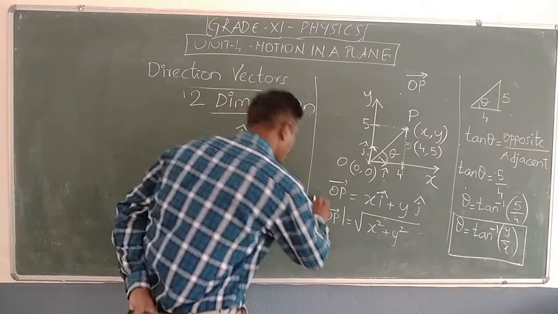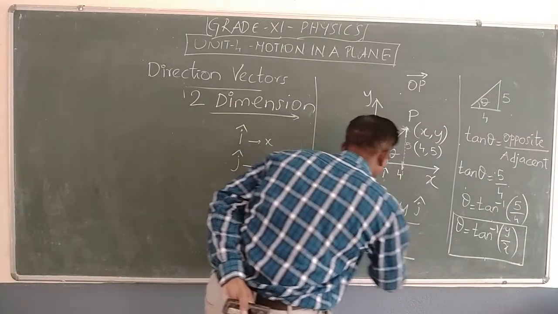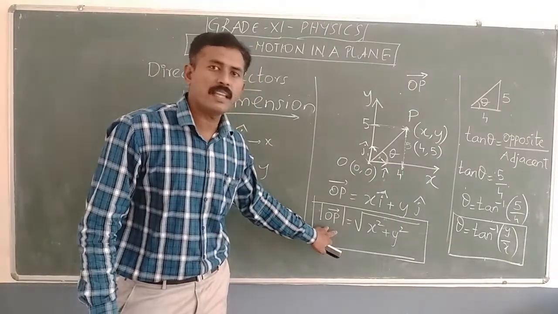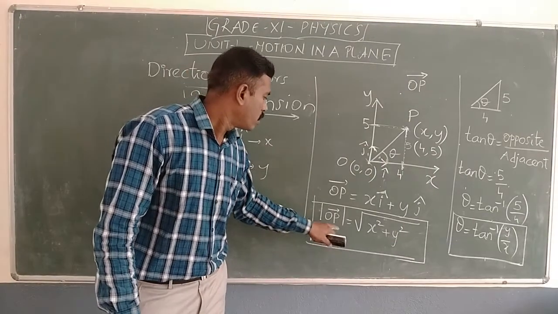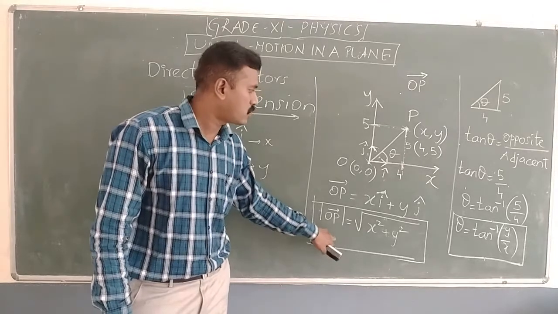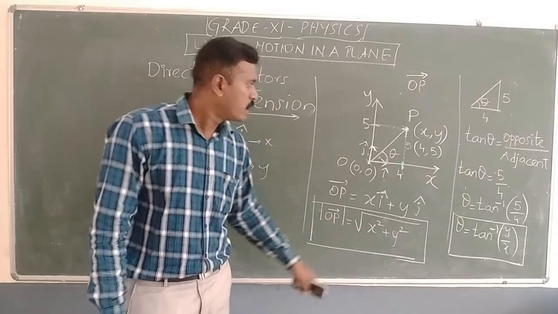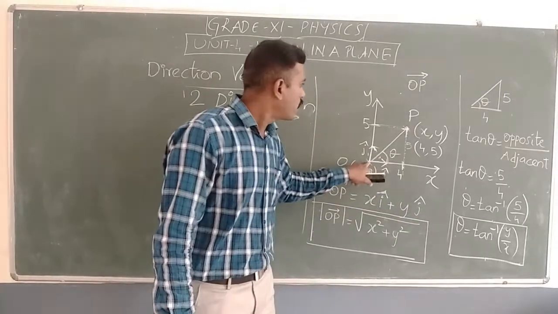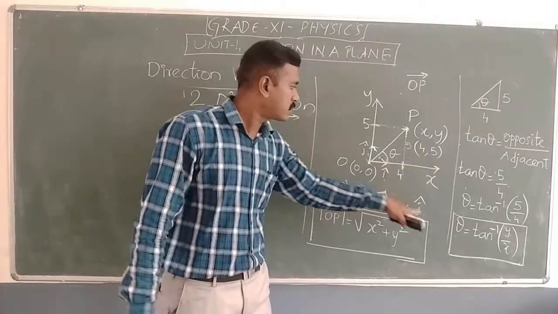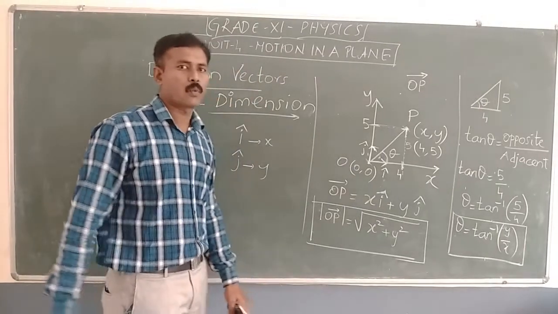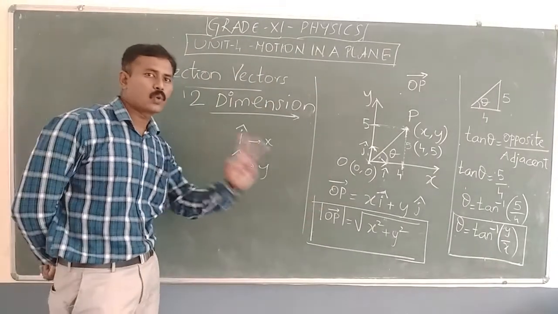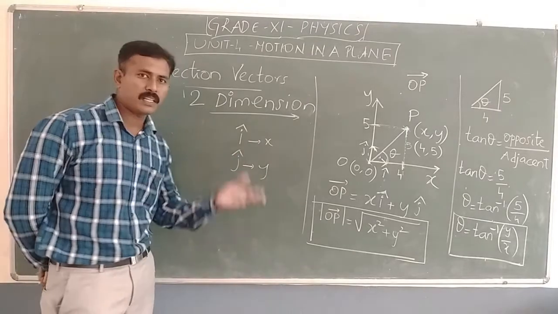So this is the standard formula. First thing is to find the modulus, that is the length of the position vector, using this formula. To find the angle between the line OP and the x-axis, it is tan inverse of y by x. So this is the concept behind two-dimension vectors. I repeat the concept.